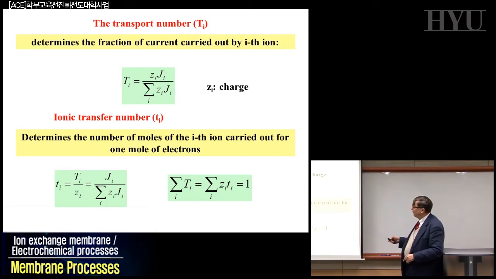That means we can have a transport number of 1 for cationic, good cationic membranes, and transport number of 1 for anionic, good anionic membranes. Okay? That's one of the numbers. We can also define the ionic transfer number, which is the number of moles of the ions carried for 1 mole of electrons. So it's a little bit different definition, but basically the concept is the same. And that is the one to try to remember, because that's the one that makes sense.